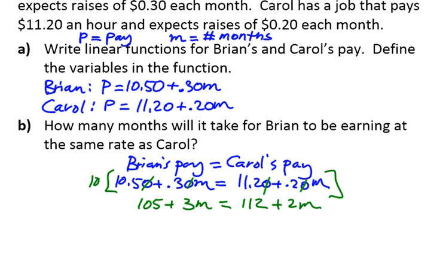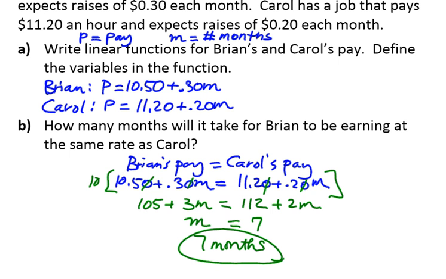All right, so simplify. So I'm going to subtract 2M from this side and get M. Subtract 105 from both sides and get 7. What's M in this problem? Well, we wrote it down. M is equal to the number of months, so 7 months for that answer. And that will do it.